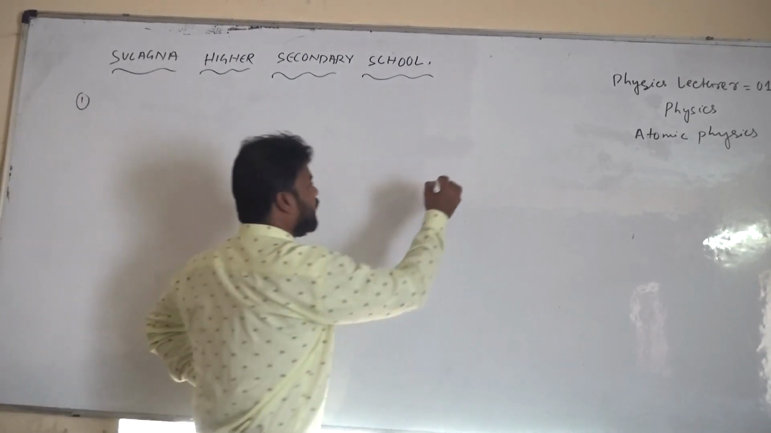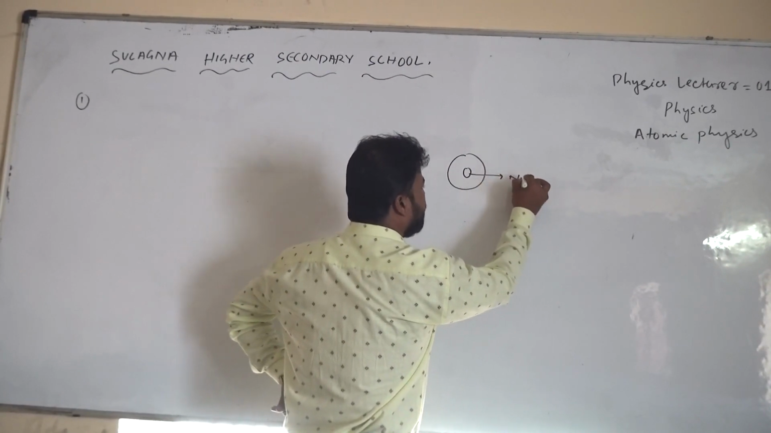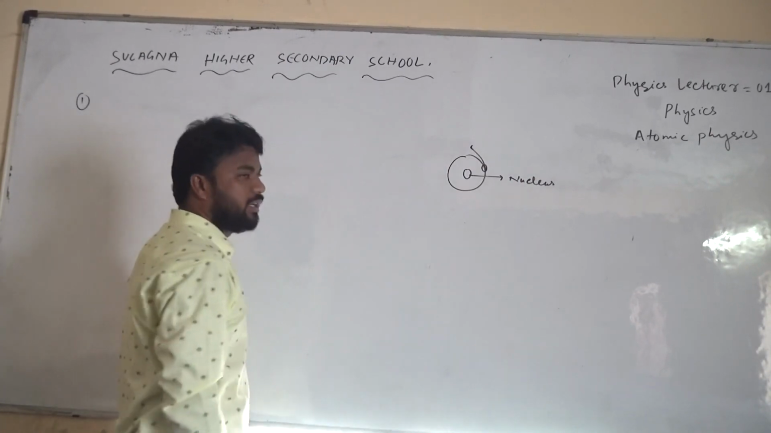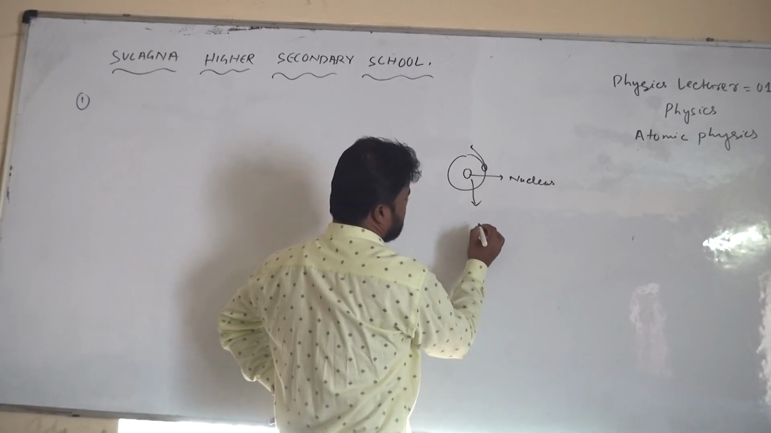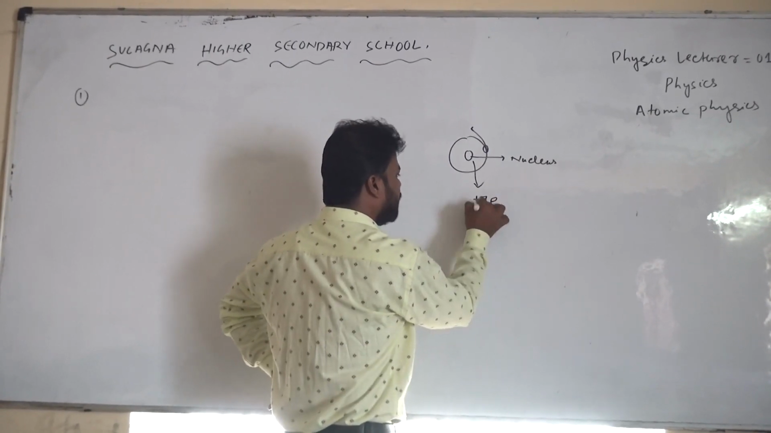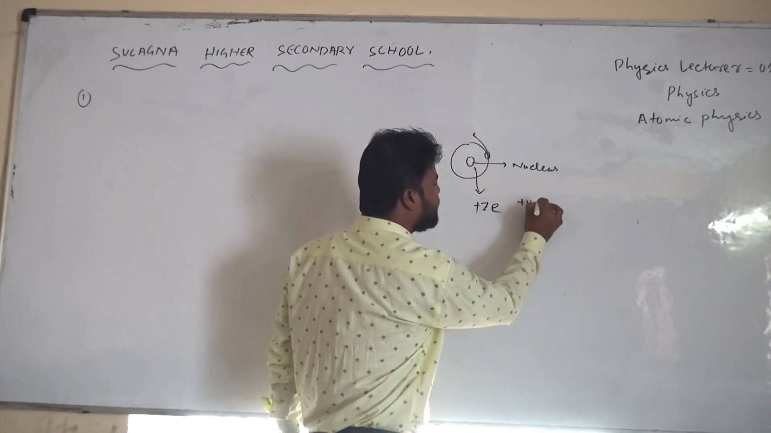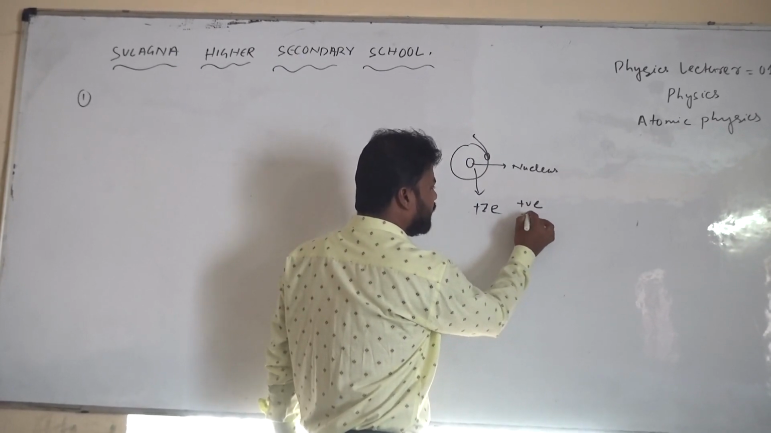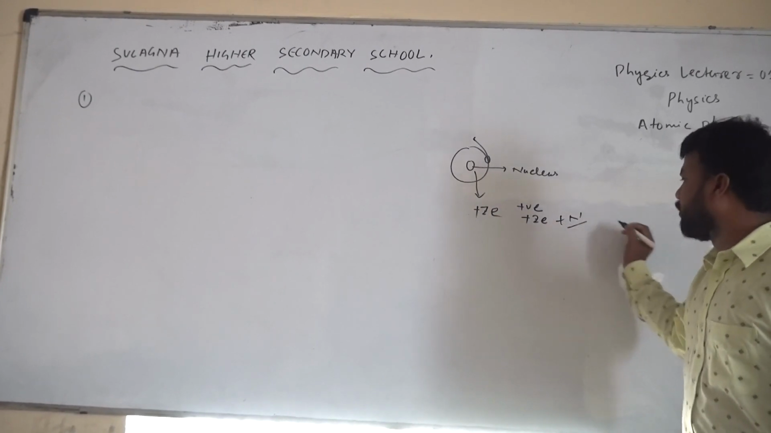So we know that an atom consists of a nucleus with some electrons revolving around it in stationary orbits, and this nucleus consists of Z number of protons. That means the nucleus carries a positive charge, collectively proton plus neutron.